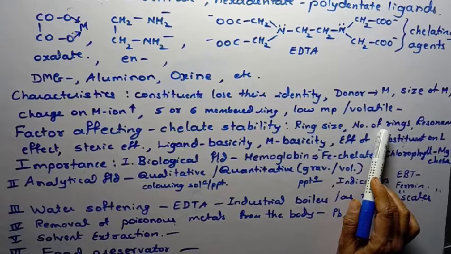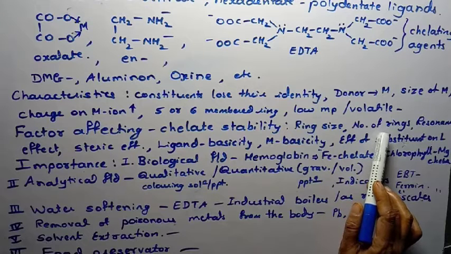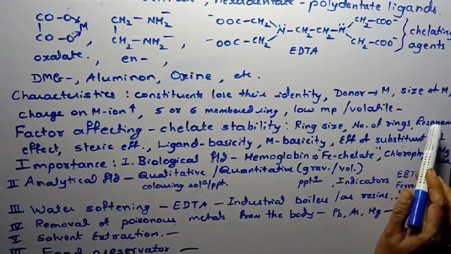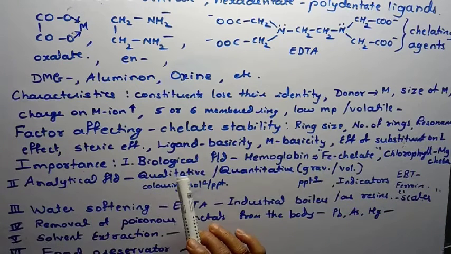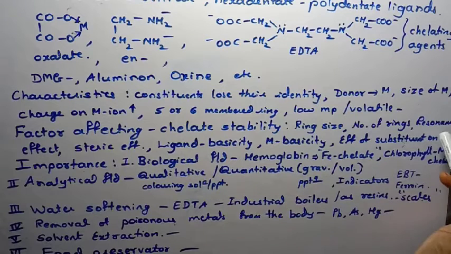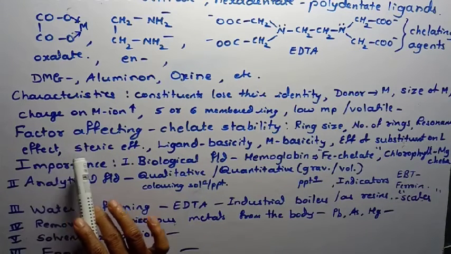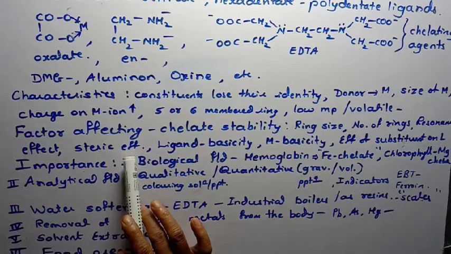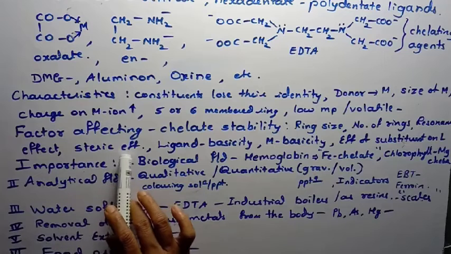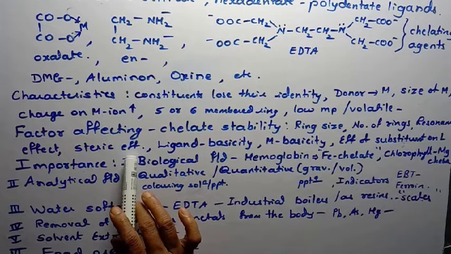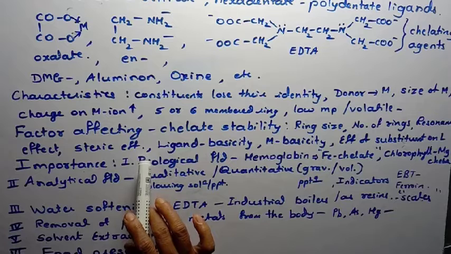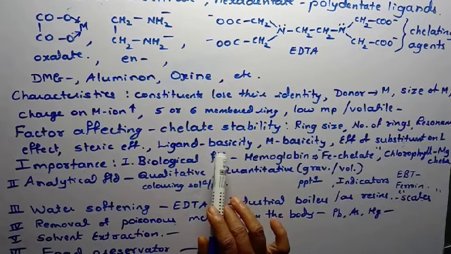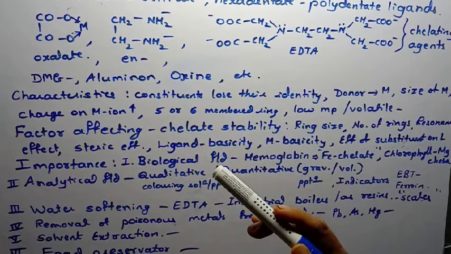The second one is the number of rings. As the number of rings increases, the stability of the chelate increases. Then the resonance effect: if the molecule exhibits resonance, it is quite stable. Then the steric effect: if the ligands are bulkier in size, then due to steric effect the stability of the chelate may decrease. Then the next factor is the basicity of the ligand. Basicity means electron pair donating tendency.